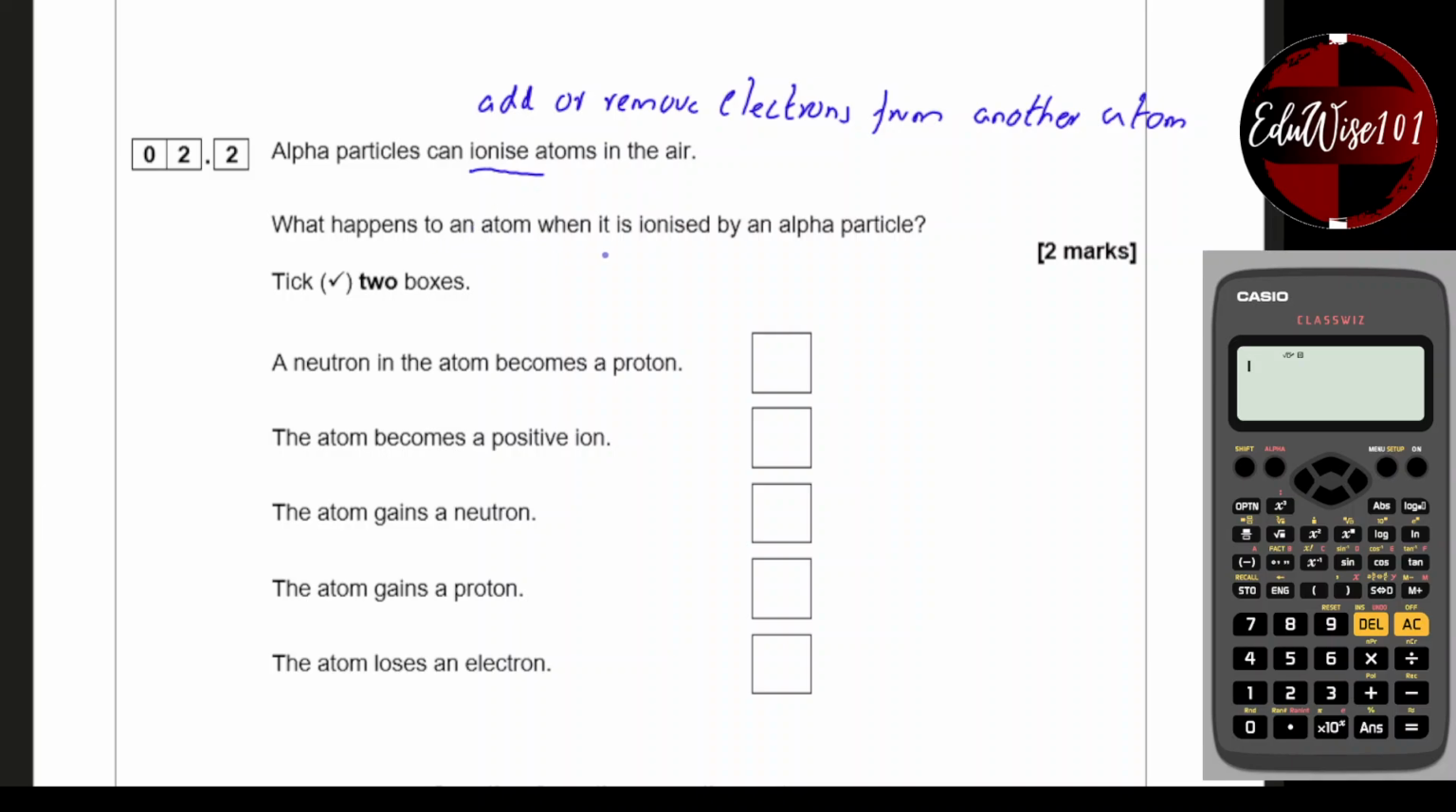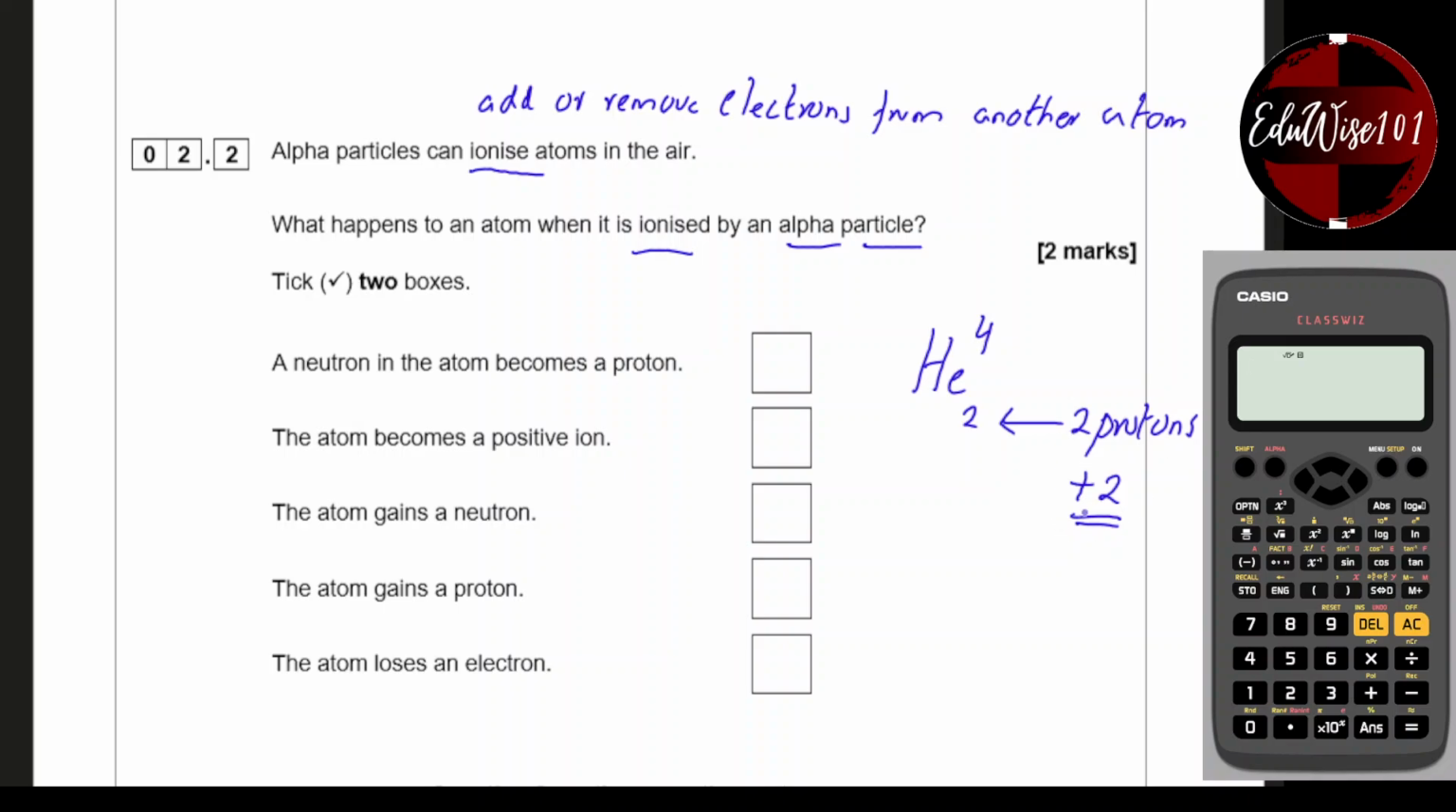What happens to an atom when it is ionized by an alpha particle? Now, is the alpha particle going to add or remove electrons? Now, that depends on the charge of the alpha particle. Remember, an alpha particle is a helium nucleus. So it has 2 protons. That's the proton number, 2 protons. Now it doesn't have any electrons. These 2 protons each have a positive charge. So a helium nucleus or the alpha particle has a charge of +2.